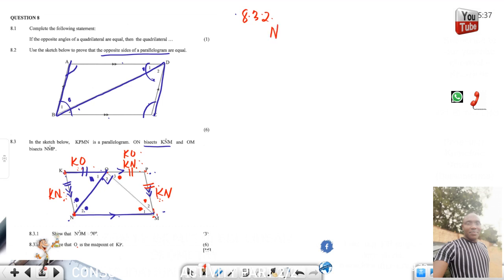8.3.2. Let's start. We said angle N2 is equal to angle O1. That's where we started from. Alternate angles, because KP is parallel to NM. You might need to rewind my thinking session there. O1 is equal to N1. That was given.